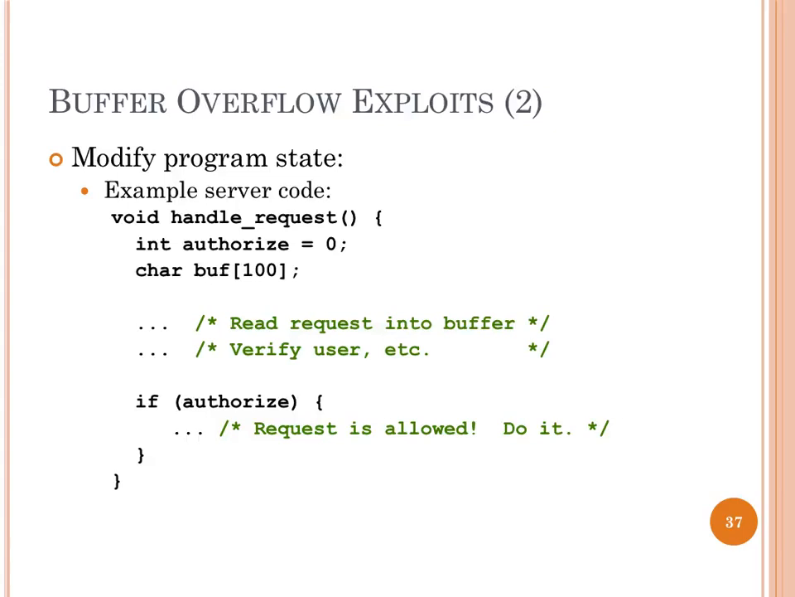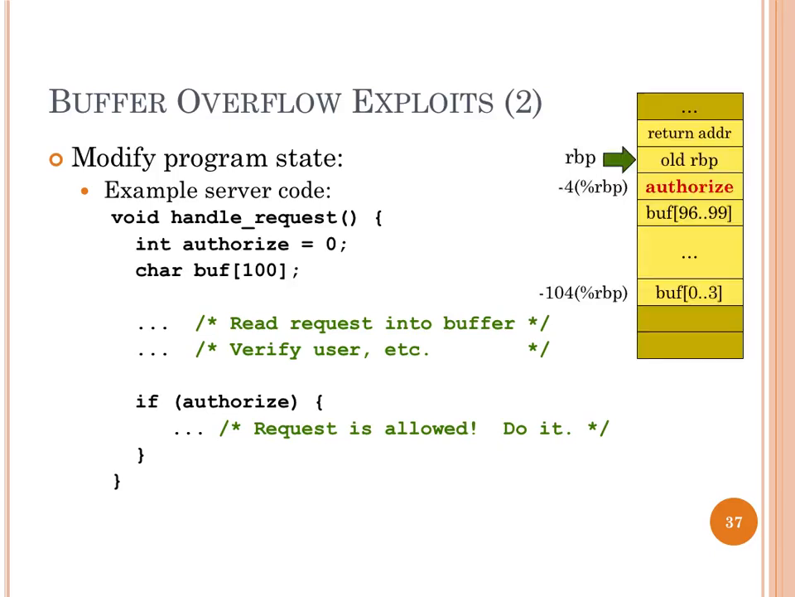Thankfully, they don't do that anymore. What if we had code like this, where we have some buffer that we receive a request in, and we have an authorized value that says whether or not they're authorized to do the thing that we want to do? Well, you have to think about how this is laid out on the stack. This is one possible layout.